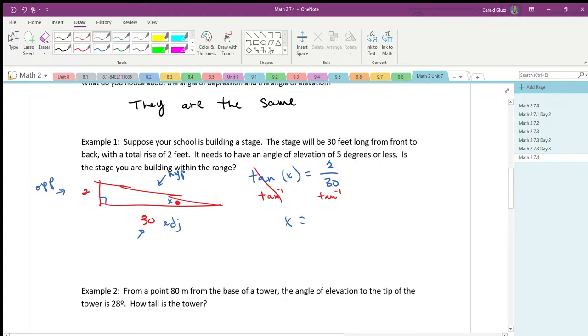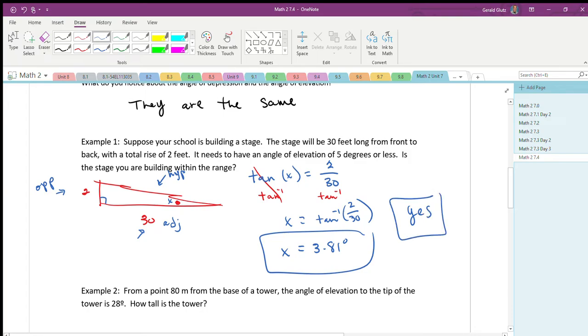So now I have X is equal to the inverse tangent of 2 over 30, or you could reduce it to 1 over 15, doesn't matter. So 2 over 30, and then inverse tangent. So I get X is about 3.81 degrees. So is 3.81 degrees 5 degrees or less? Yes, it is. So that means the answer to this question would be yes. Those dimensions would work for this stage.